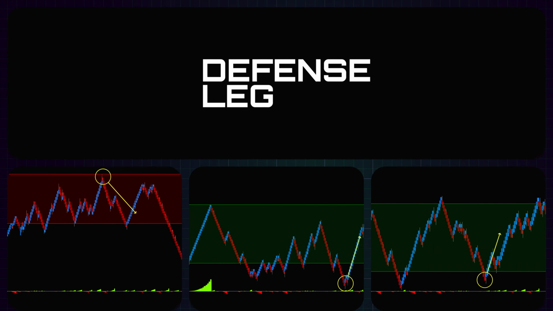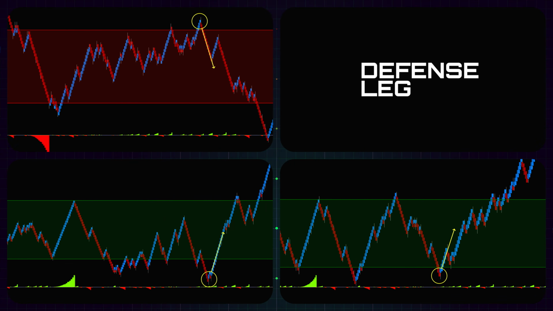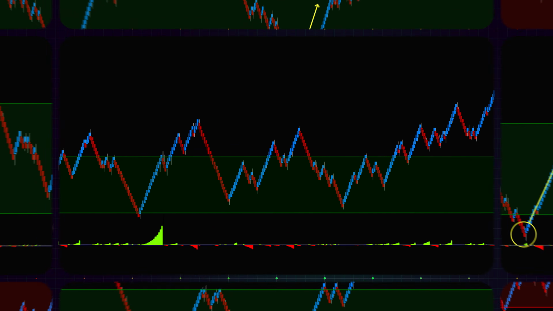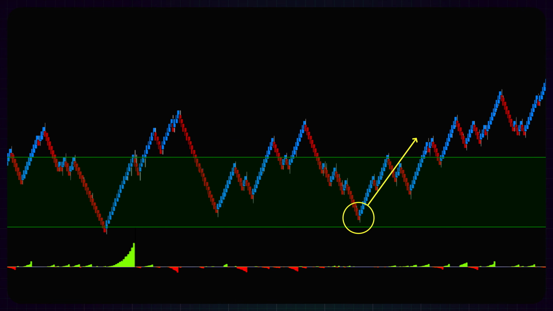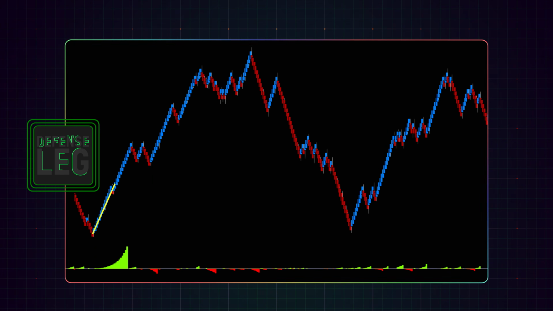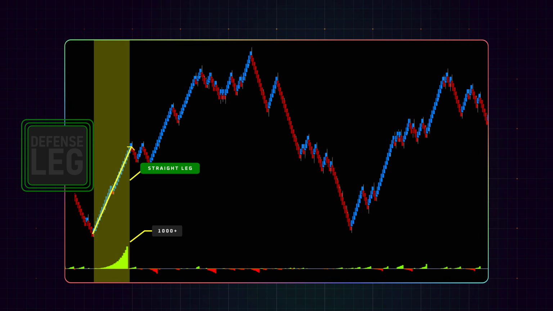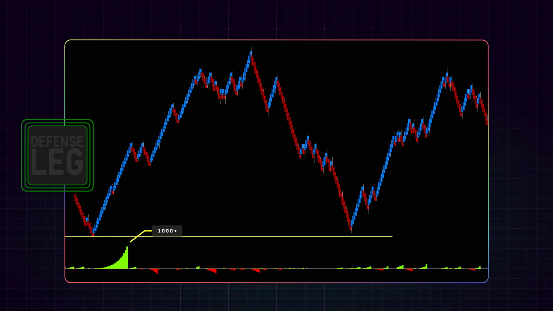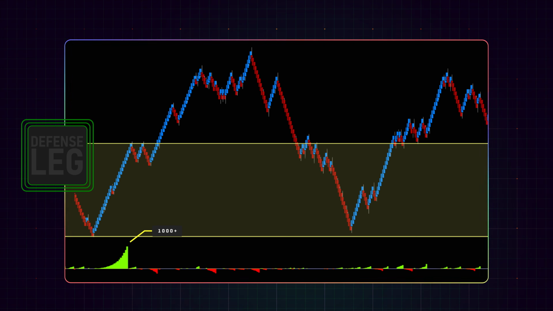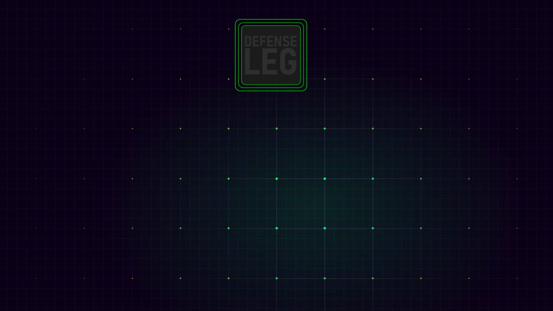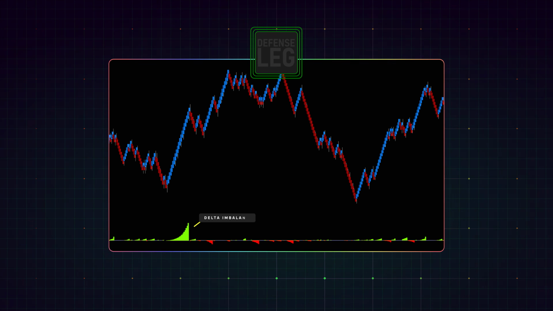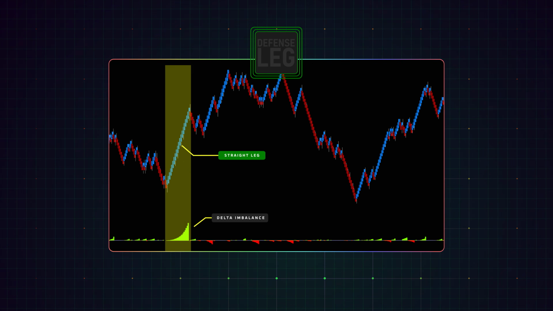Want to identify where institutional players might protect their positions? Let's look at the defense leg concept from AlgoBox. A defense leg begins with a strong directional move supported by a notable delta spike, often around 1,000 or more, forming a clean, relatively straight leg on the chart. This move is then marked manually into a defined price zone, typically colored based on direction. The combination of a sharp delta imbalance and a smooth price leg is what identifies a potential defense leg area.